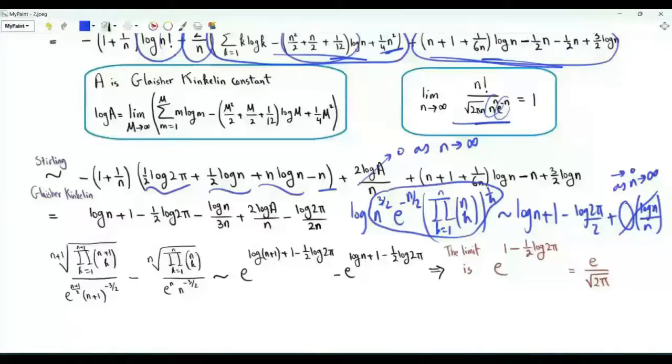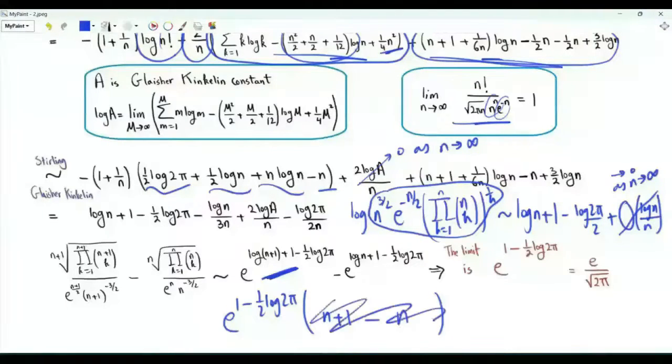Asymptotically, this function of n is e to the log n plus 1 minus 1/2 times log 2 pi. Here is exactly the same function, replacing n by n plus 1. We can take e to the 1 minus 1/2 log 2 pi as a common factor. We get e to the log n plus 1, which is n plus 1, minus e to the log n, which is n. This bracket is equal to 1. And the limit is this exponential, which can be written as e divided by the square root of 2 pi.